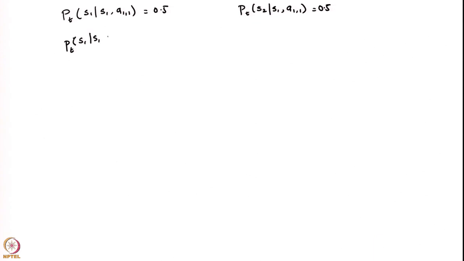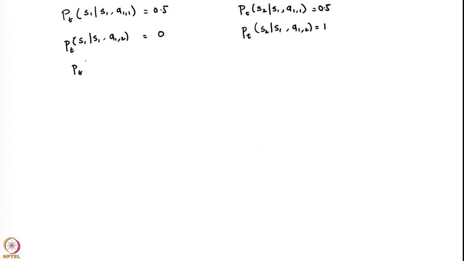Finally, we have the transition probabilities. PT of S1 given S1 comma A11 is 0.5. PT of S2 given S1 comma A11 is also equal to 0.5. PT of S1 given S1 comma A12 is equal to 0: S1 does not remain in state S1 at all when you take action A12. PT of S2 given S1 comma A12 is equal to 1.